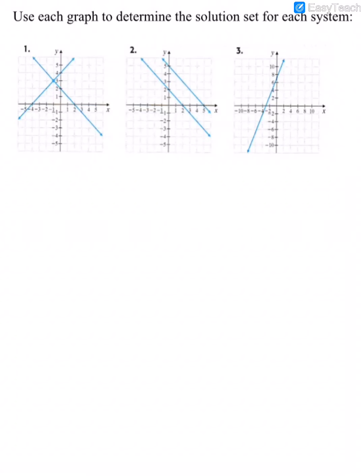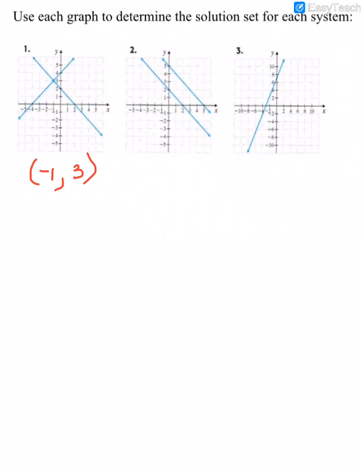Alright, so this says use each graph to determine the solution set for each system. Well, number one is a consistent system because it has a single solution. The solution for the system is the point where the two lines cross. And I realize these are kind of small, but if we look at the point right here where those two lines are crossing, the ordered pair for that point would be (-1, 3). So that is the solution to that system.